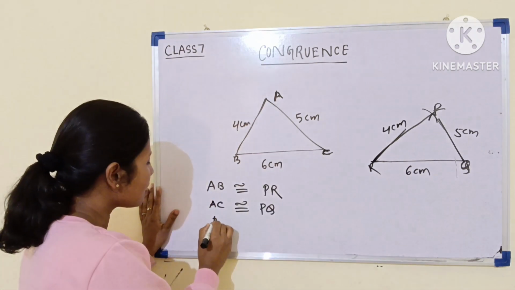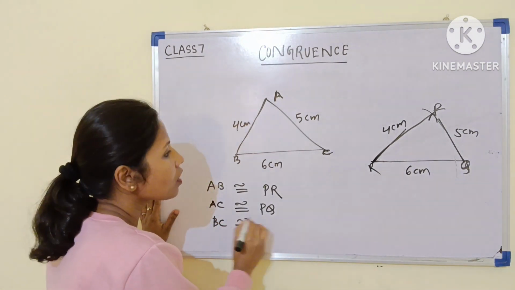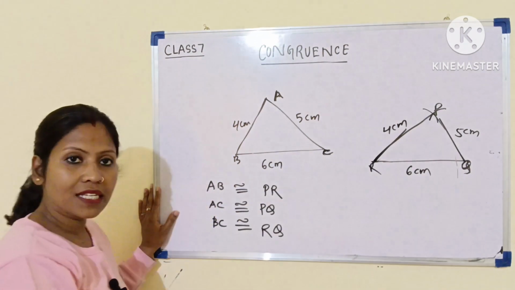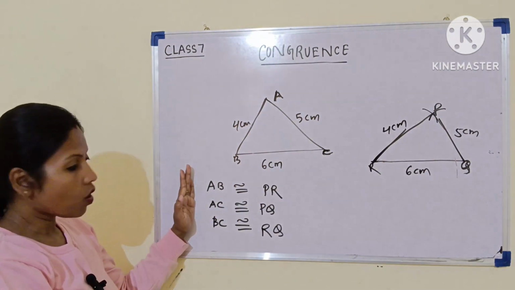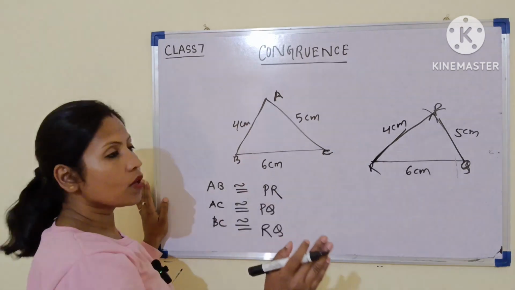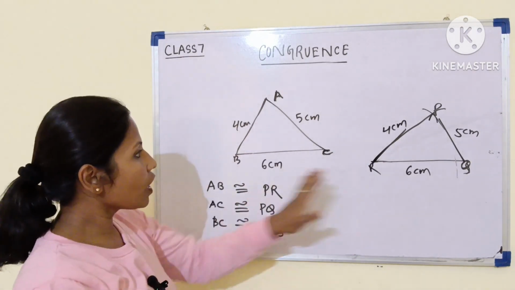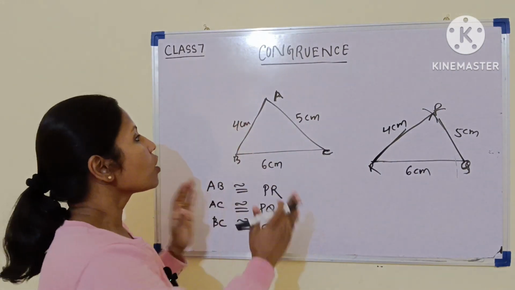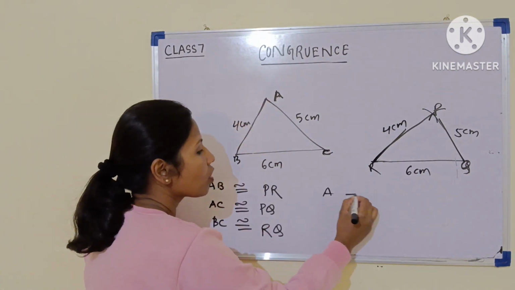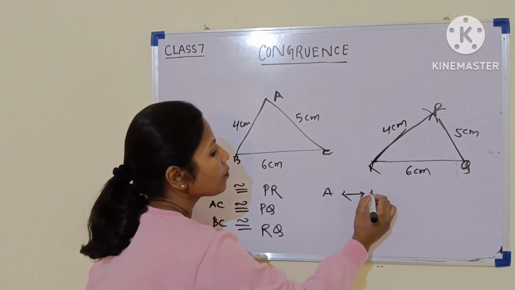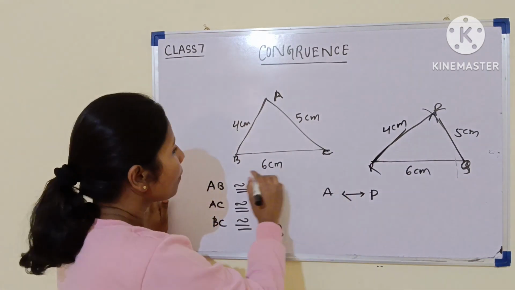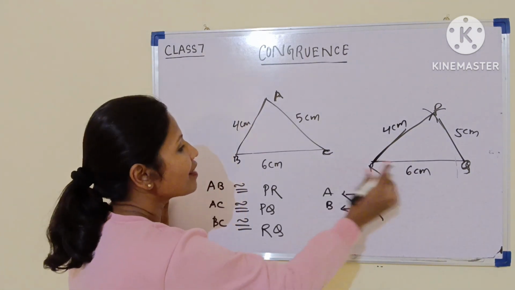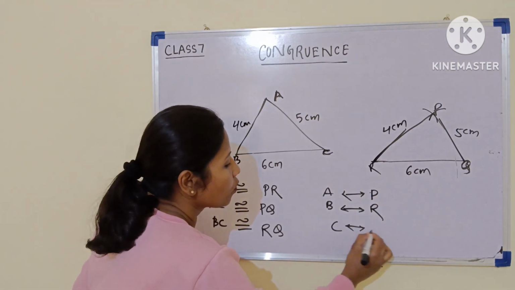Then BC is congruent with RQ. So this is the congruency of sides. Now let's talk about the vertices. If we superpose the triangles, placing one over the other, A will correspond to P, B will correspond to R, and C will correspond to Q.